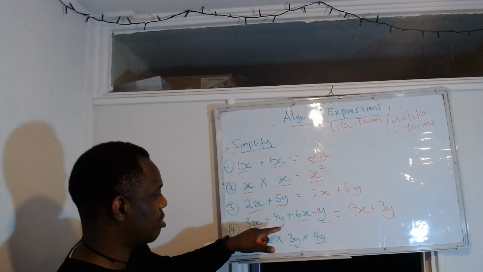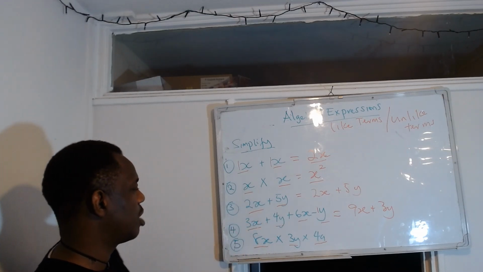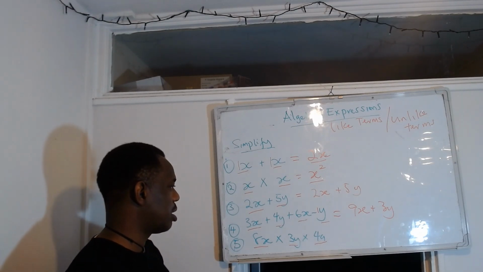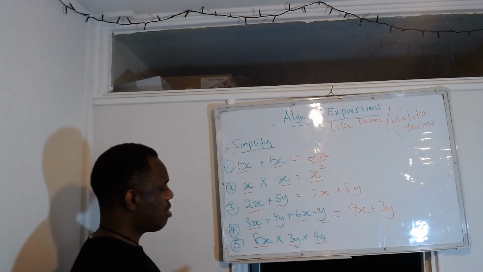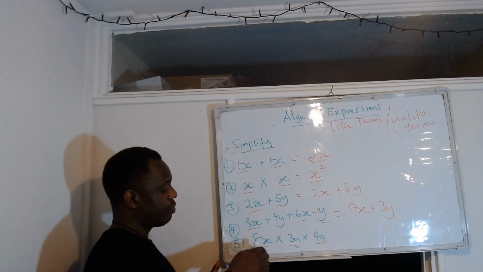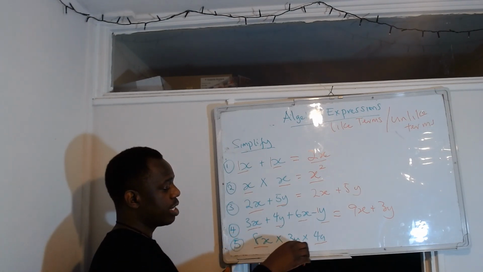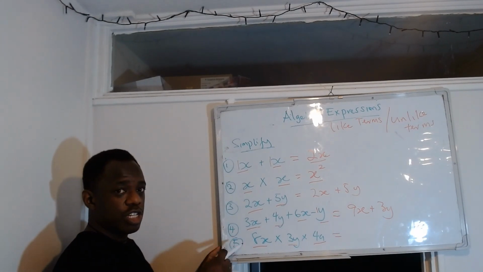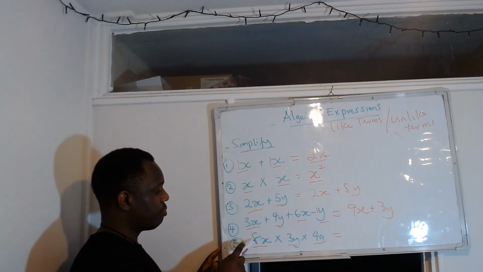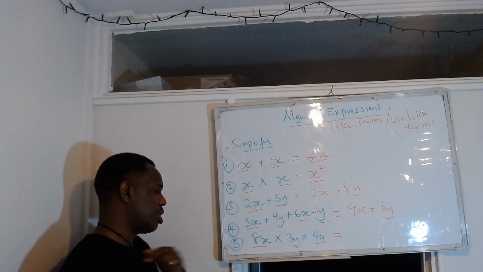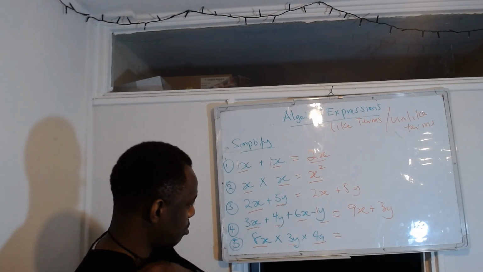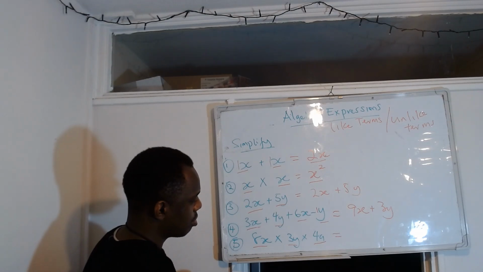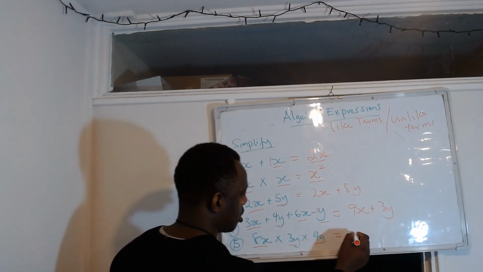You can't add unlike terms, you can only add like terms. And when you are adding like terms, you bring the like terms together to add them. However, we've got something different here. We've got 8x times 3y times 4a. My advice would be that you should deal with the numbers first. So 3 times 8 is 24, and 24 times 4 is 96. So you get 96 first.